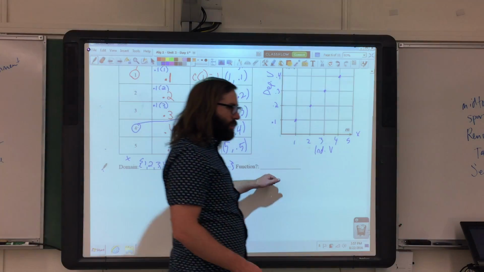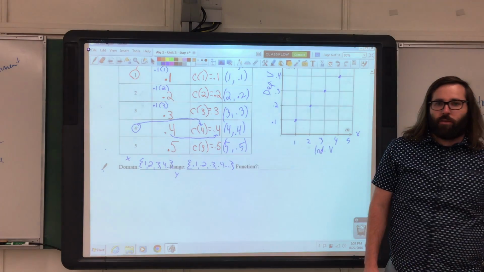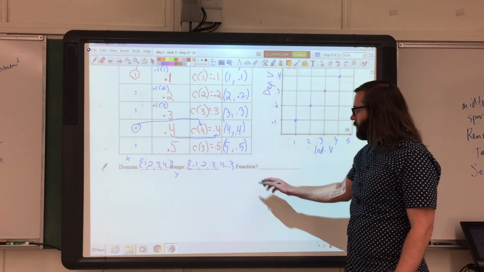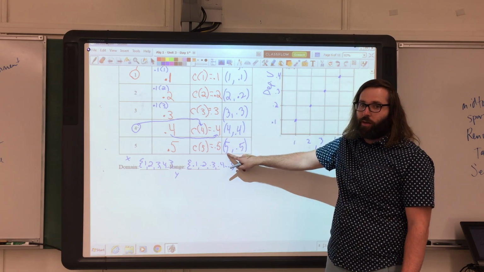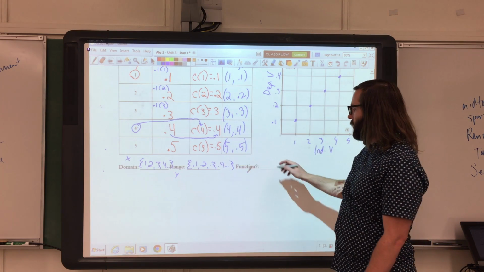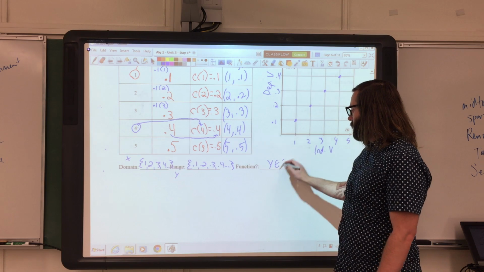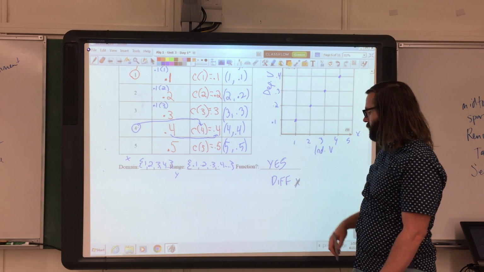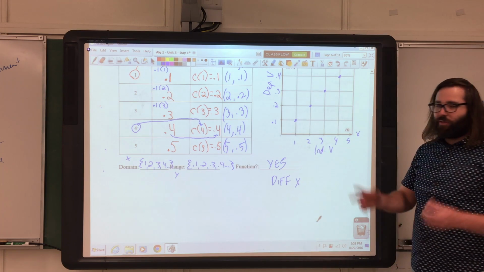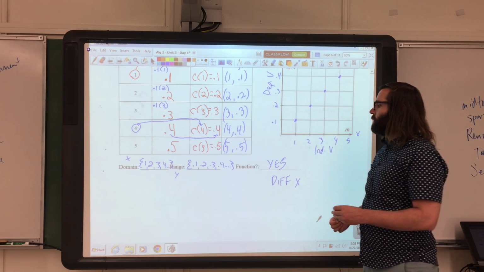Then lastly, is this a function? Okay, if it's a function, we have to look at the x value. So are the x's all the same? Are any of them the same? No, no duplicates. So yes, this is a function because they are different x's. Or different m's, technically.